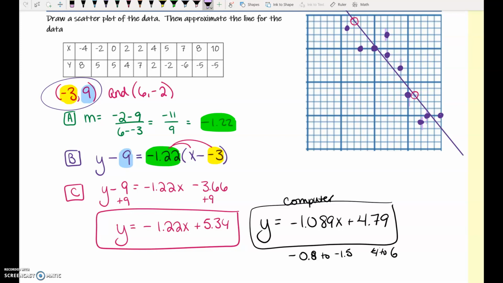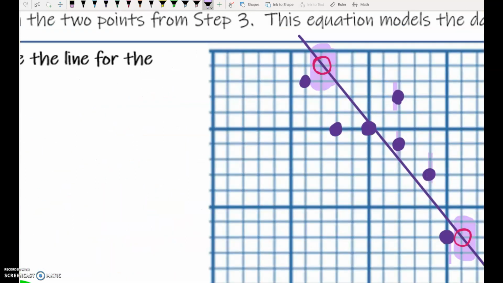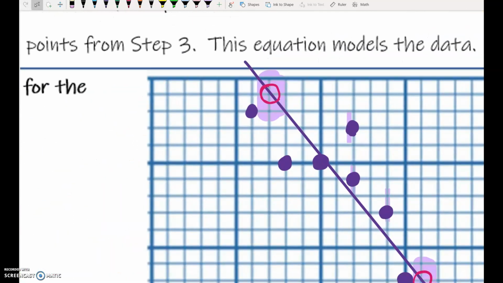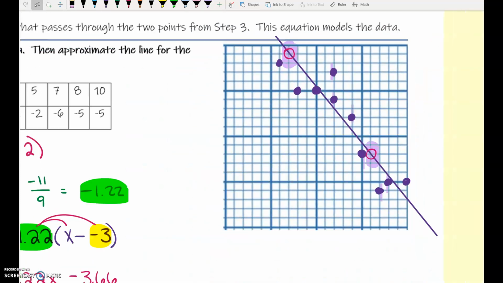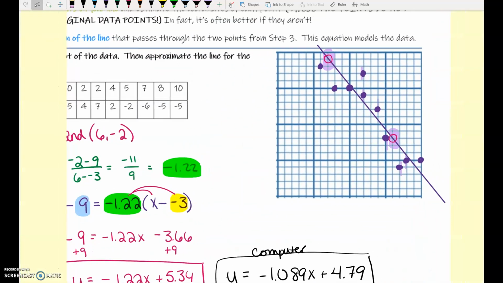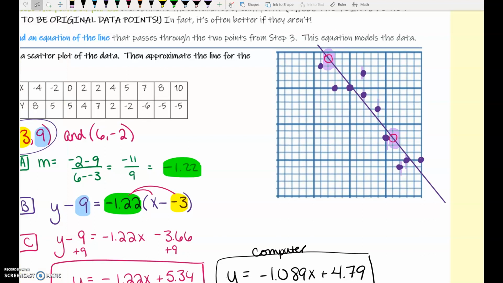Then choose 2 points on your line. And I put in bold, these 2 points do not have to be original data points. In fact, it's often better if they aren't. So notice the 2 points that I picked. If I zoom in here, those are 2 points that hit those hash marks really well so I can find what those points are. They were not original data points. So pick 2 points that appear to be on your line, and it's best if you spread them out.